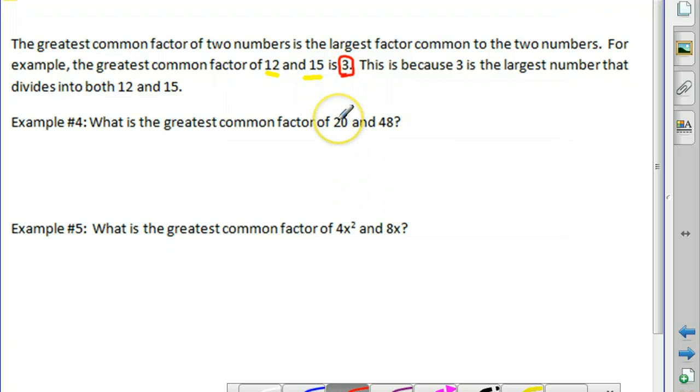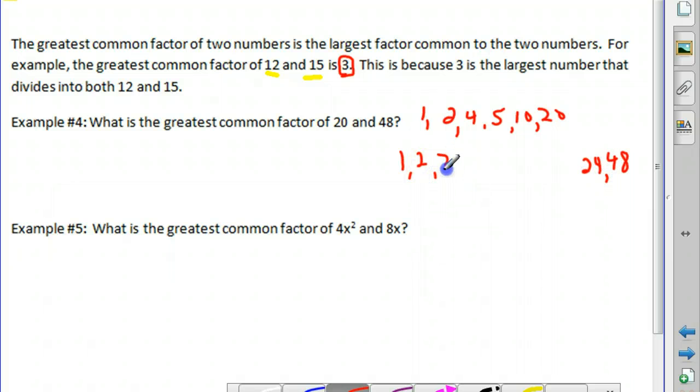So what is the greatest common factor of 20 and 48? Well, let's list the factors of 20. We have 1 and 20, and we have 2 and 10, and we have 4 and 5. And let's list the factors of 48. We'd have 1 and 48, and 2 and 24, and 3 and 16, and 4 and 12, and 6 and 8.